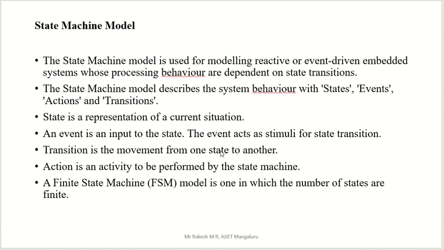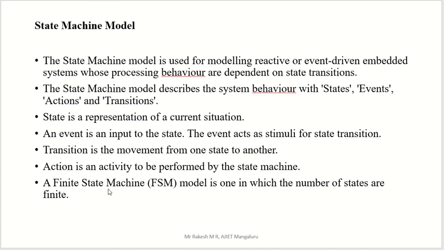Transition is movement from one state to another state. One state to another state movement is called transition. Action is an activity to be performed by the state machine. Action means whichever activity is performed by the particular state machine.